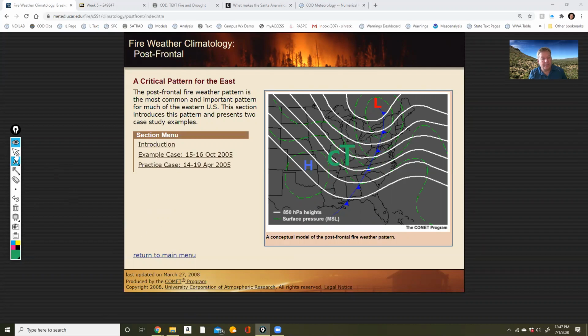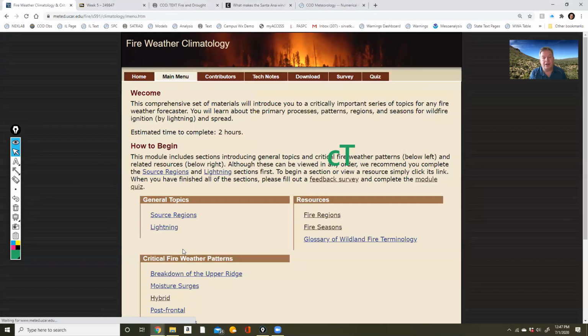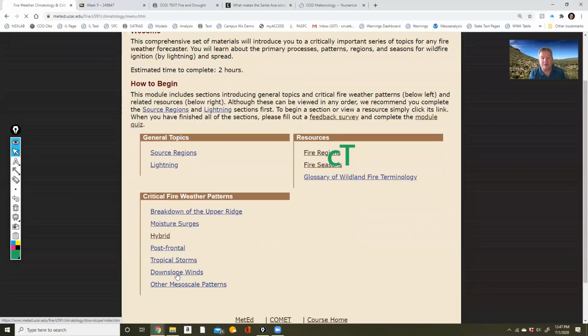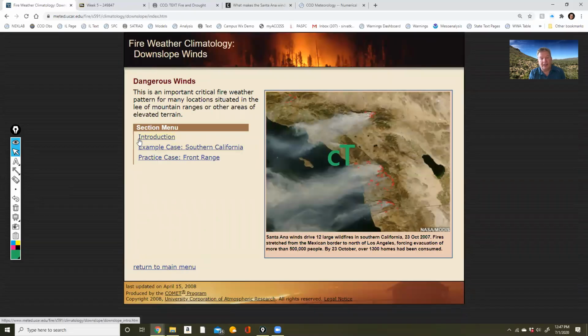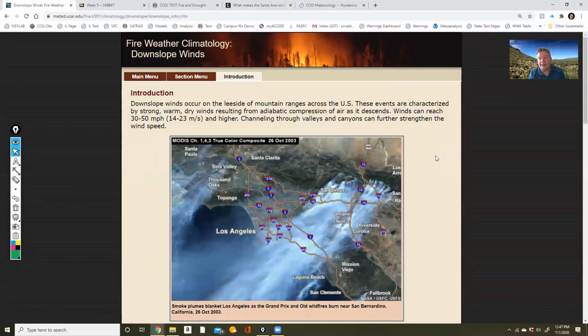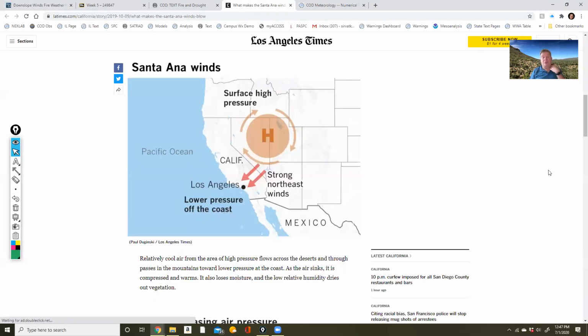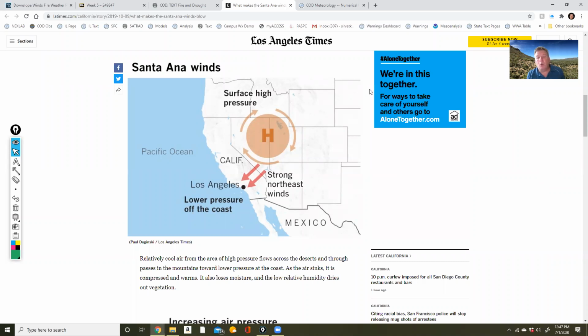The last one is the key one here that I want to talk about, and that is the downslope. The downslope is winds that tend to come off of California. In Southern California, these are known as the Santa Ana winds. So there's a little article here about Santa Ana. What happens, usually in September, October into November, is you get an area of high pressure building out here. So you have a big area of high pressure.